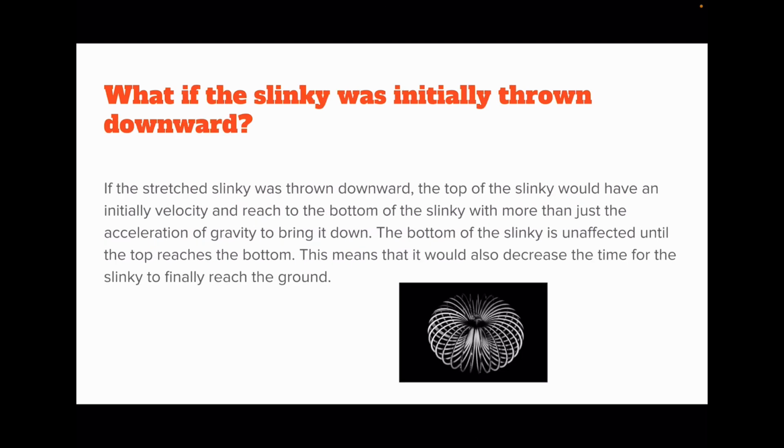What if the Slinky was initially thrown downward? If it was a stretched Slinky and the top of it was thrown downward, then the top of the Slinky would have an initial velocity and reach the bottom of the Slinky with more than just the acceleration of gravity, which means it would take less time. The bottom of the Slinky is ineffective until the top reaches the bottom, but this would mean that the top would reach the bottom faster, and it would decrease the time for the Slinky to finally reach the ground.